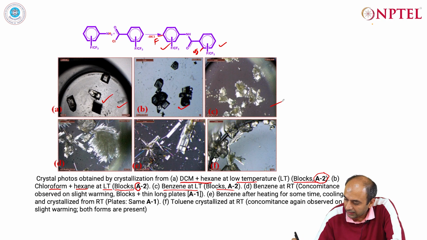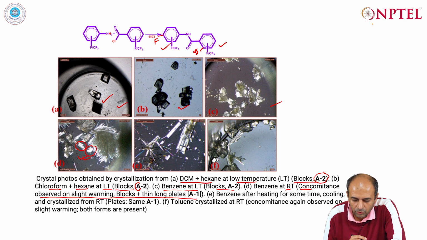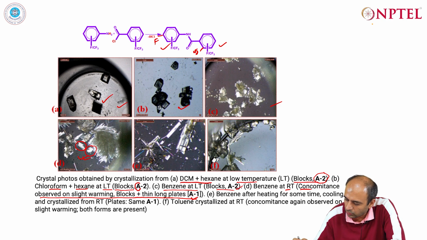But now when we heat this solution in benzene to room temperature, then we see concomitance observed on slight warming. So we get blocks plus thin long plates. In this particular figure, you will be able to see that there are some blocks and then there are some thin long plates as well. So you get this kind of two distinct morphologies. The plate form is referred to as A1 and the block form is referred to as A2.